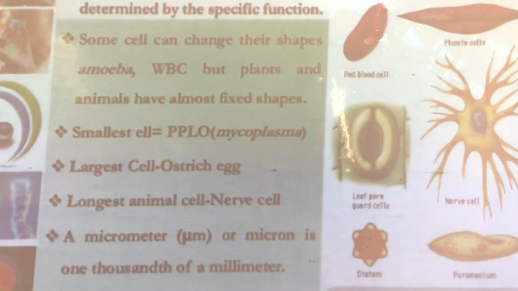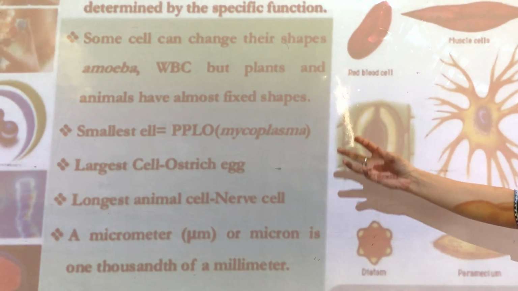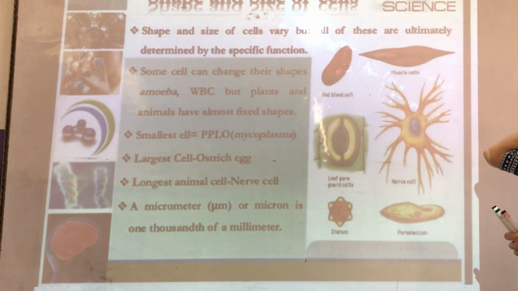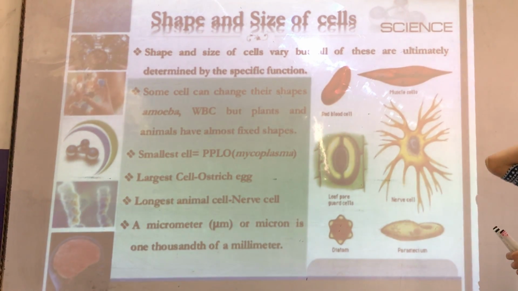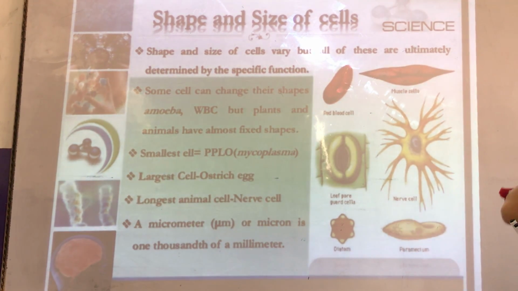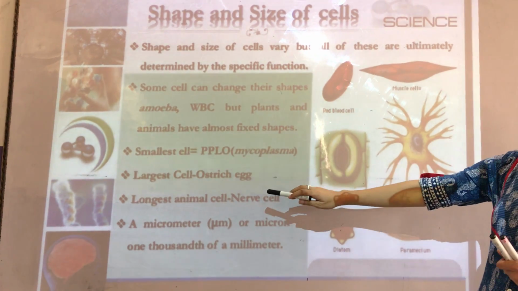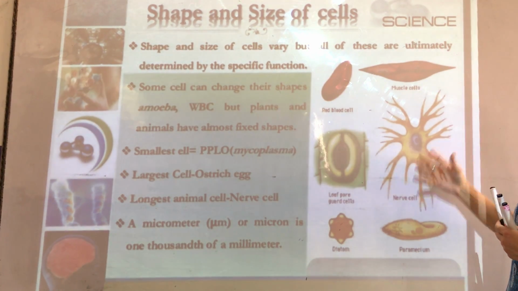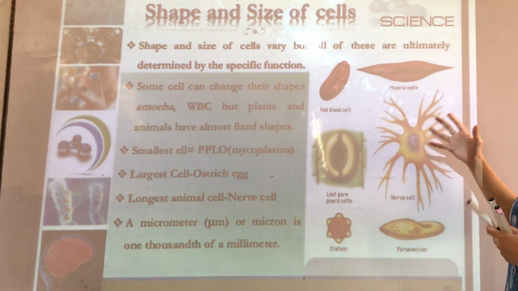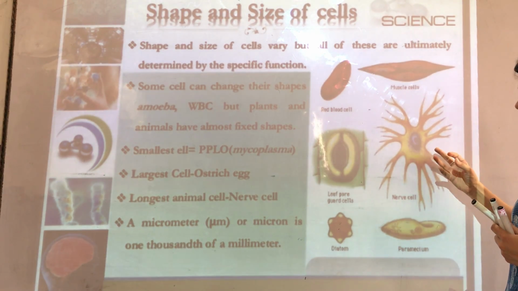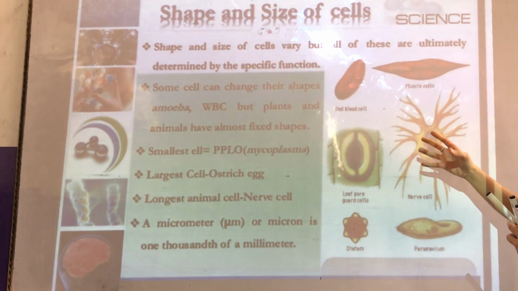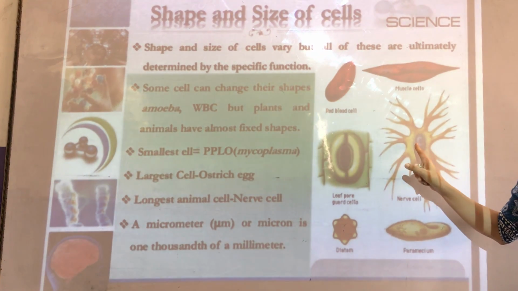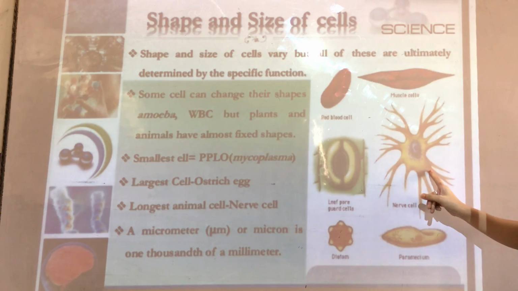Okay, you may be surprised to know that, children, the egg which is given by an ostrich is actually not just an egg. It is an egg, but it is a cell. Okay, so it is the largest cell, and the longest animal cell is the nerve cell. This nerve cell which is present in our brain, which makes our brain. Okay, so that is the longest animal cell. Okay, so the same nerve cell is present in the human brain, and the same nerve cell is present in the animal brain. So this is the longest animal cell.